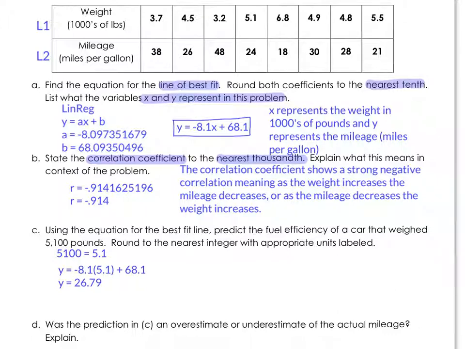26.79. But it said that I needed to round my answer in the directions to the nearest integer with appropriate units labeled. So this means that my answer is the nearest integer. Look to the decimal. The 7 tells us to round up, so 27. And what was the y value? Mileage in miles per gallon. So I can say 27 miles per gallon. That's my answer with the appropriate units.